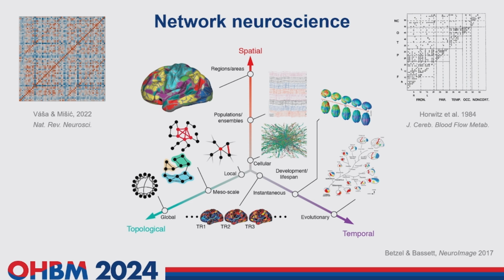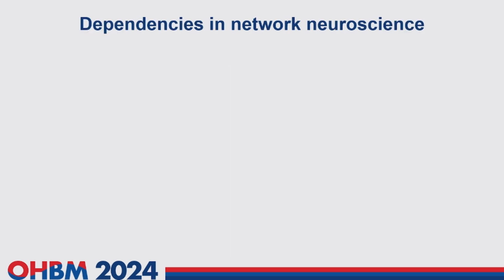So I've summarized here briefly the key dimensions, spatial, temporal, and topological, in network neuroscience. Now, each of those dimensions carries the potential for dependencies in the data. And if these dependencies are not taken into account, that might impact results, that might impact analyses. And to illustrate that, I have a few examples from each domain.